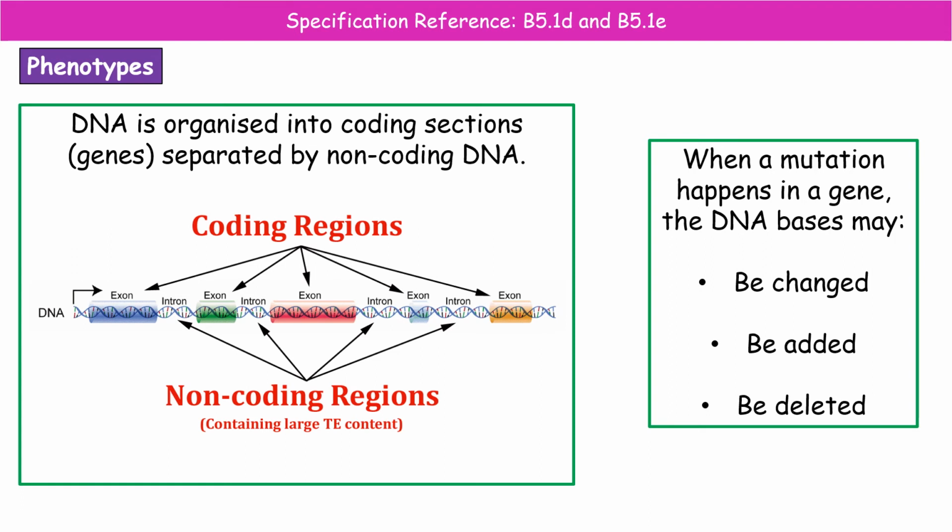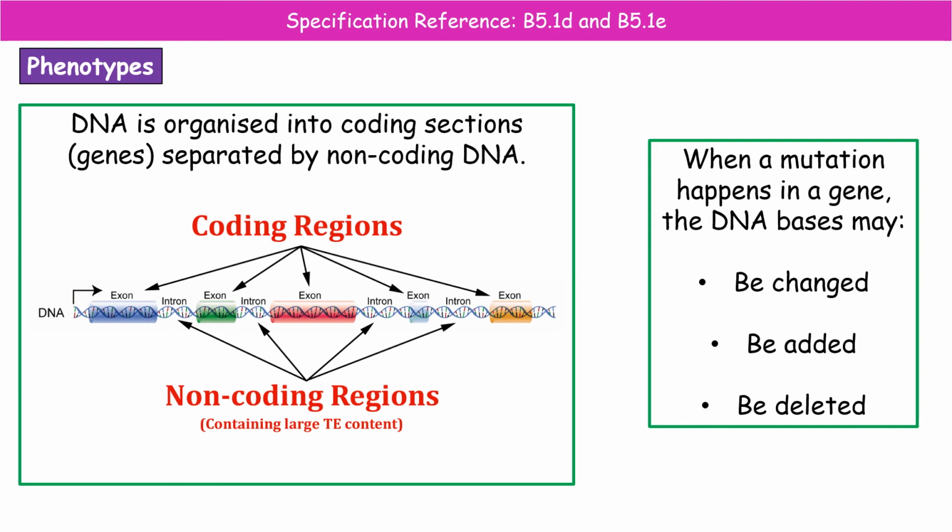So what we actually find is that if you get a mutation in the coding section, obviously that could affect the protein made. If the mutation occurs in the non-coding section, it won't change the protein whatsoever. So where the mutation occurs is part of whether it has a significant effect or not on the organism.